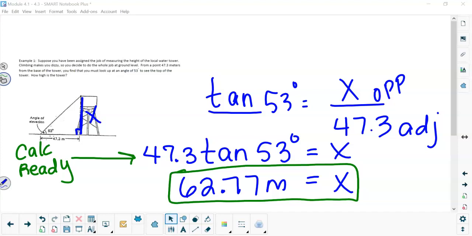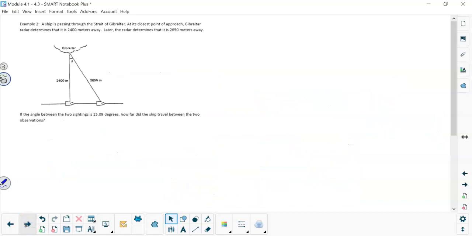All right. Now, let's keep moving forward. Number 2. All right, so look at number 2. Please read those words for a moment, and then we're going to talk. Okay, so long story short, they took a picture of the radar. This ship was 2,400 meters away. Later on, they took the radar, and it was 2,650 meters away. How far did the boat travel, or the ship travel? Here's your right angle. And then where's theta? At the top. You're looking at your angle at the top. How many degrees is that angle? 25.09. Right there, Sophie.